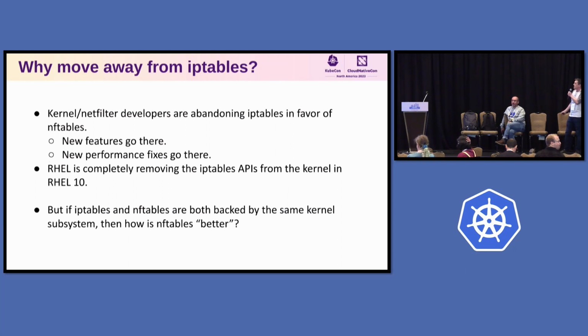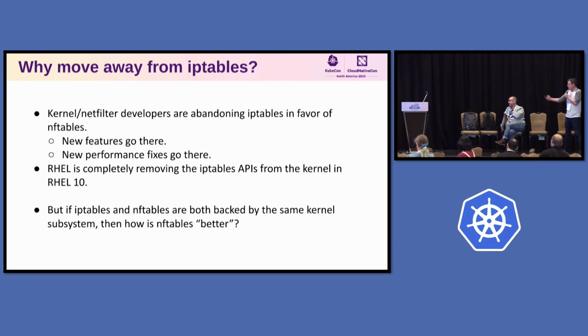So why? Well, mostly there are problems with IP tables. The kernel developers are moving away from it. They started work on this new thing, NF tables, which is the replacement for it. It has all these new features. It has better performance. And they're just not working on adding features and performance to IP tables anymore. Red Hat has announced that it's completely removing the IP tables APIs from the kernel in RHEL 10, which means a few years from now, the IP tables kubeproxy won't even work anymore on RHEL-based Kubernetes clusters. So we needed to do something.